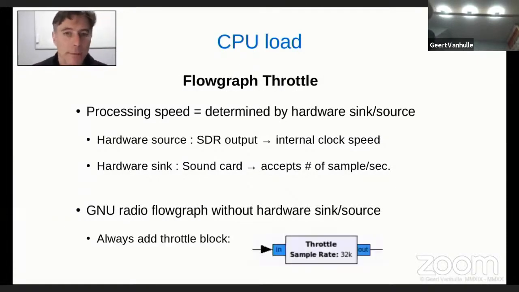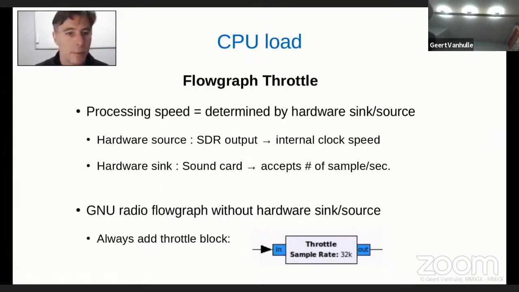So for this reason, in a flow graph, if we use only virtual sources and sinks, we will have to add a throttle block. And this throttle block is doing nothing more than to squeeze down the speed with which the samples are being processed by the CPU. It creates some kind of a virtual hardware that is slowing down the samples to a certain rate. So the sample rate set here will be the sample rate that the CPU will process the samples.